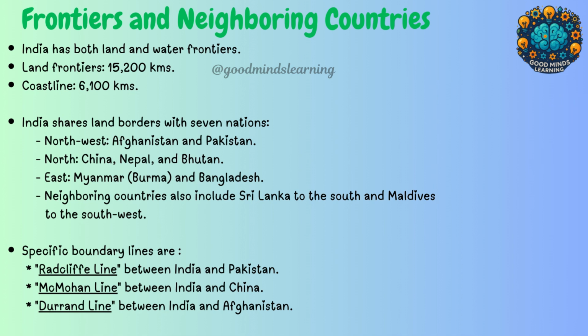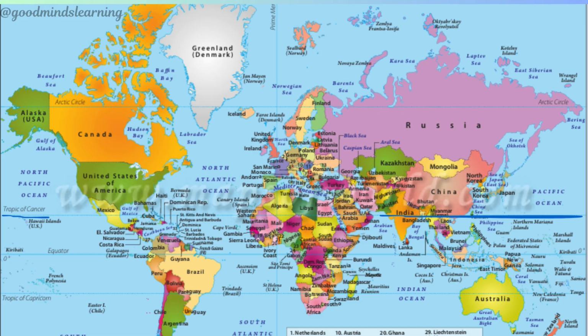Specific boundary lines are Radcliffe Line between India and Pakistan, McMahon Line between India and China, Durand Line between India and Afghanistan. Let us see on maps. Pause on each map and observe.